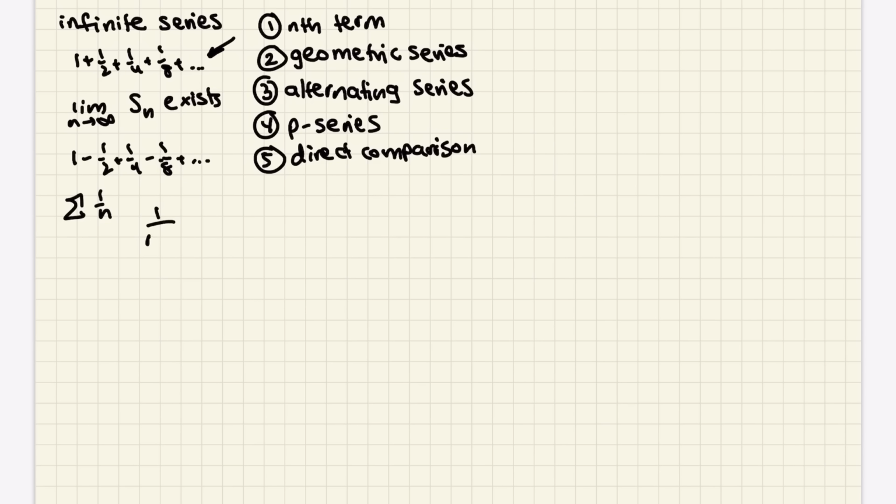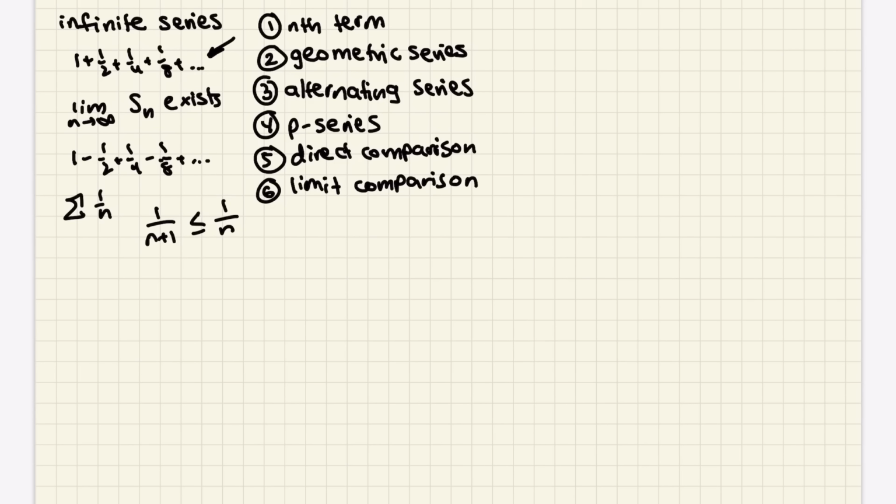Okay, but what if you have 1 over n plus 1? Well, that's less than or equal to 1 over n, but 1 over n diverges, so we can't use the direct comparison. So we have to use its cousin, the limit comparison test. And the only reason I'm calling it its cousin and not its brother, for example, is because it has the same name, but it's not that similar.